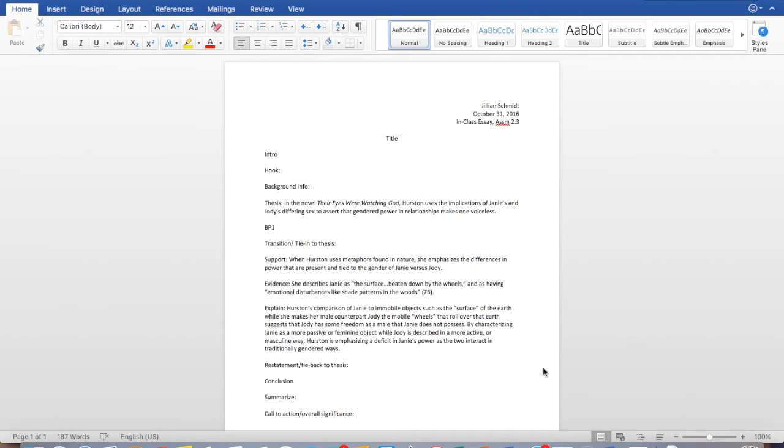I'm going to take that away, and let me read this to make sure it makes sense. By characterizing Janie as a more passive or feminine object, while Jody is described in a more active or masculine way, Hurston is emphasizing a deficit in Janie's power as the two interact in traditionally gendered ways. Okay, I like that a lot better. That's good. But I still have only described one of these quotes, so I feel like I should also go back and finish this last quote.